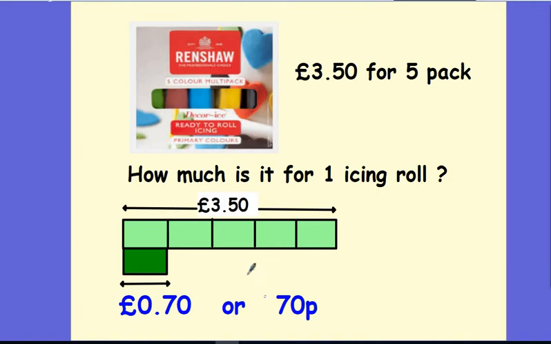This time we're looking for 70p, because 5 lots of 70p add up to £3.50. So if I had 5 of them and each of them was 70p, I could add them all up and they would give me £3.50.